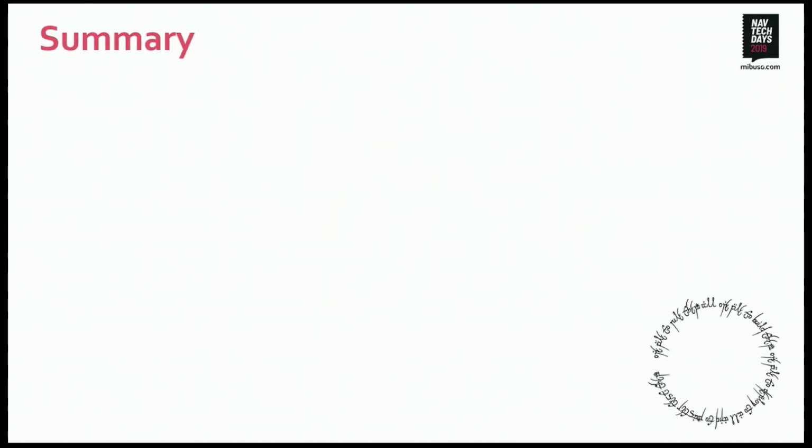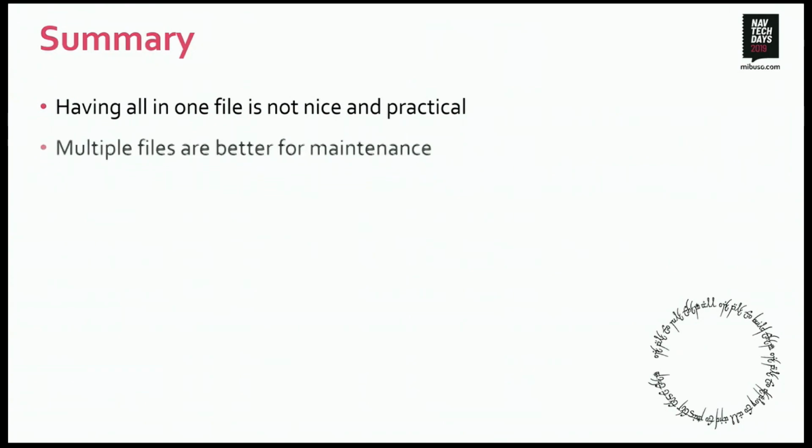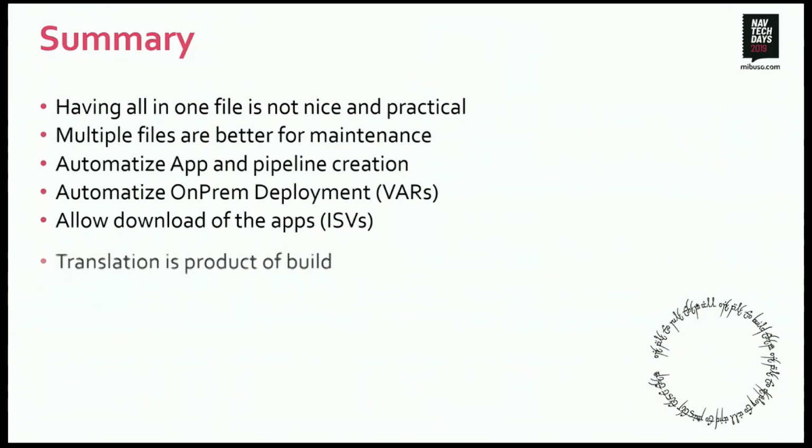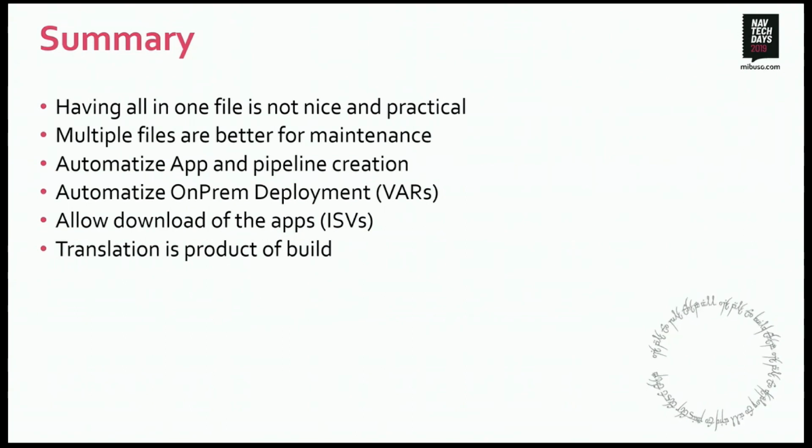Summary. We had all in one file, but we found out that's not nice and not practical. We created multiple files, which are better for maintenance. We automatize app and pipeline creation, which is not a problem if you want. We automatize on-prem deployment, or we can automatize. We didn't go deeper into that.